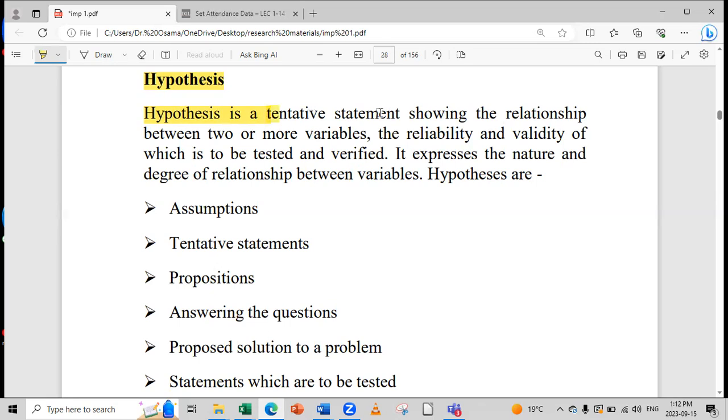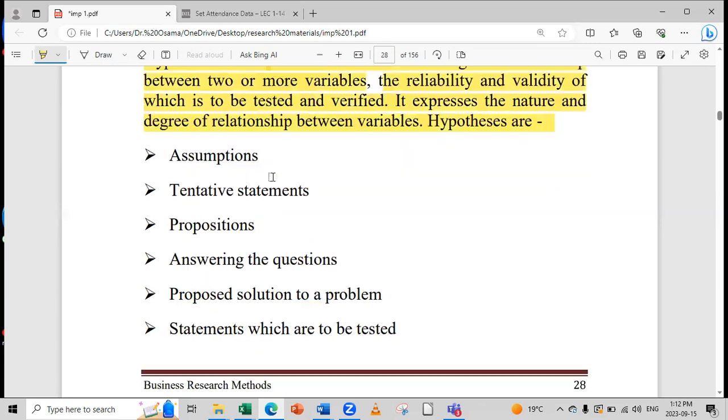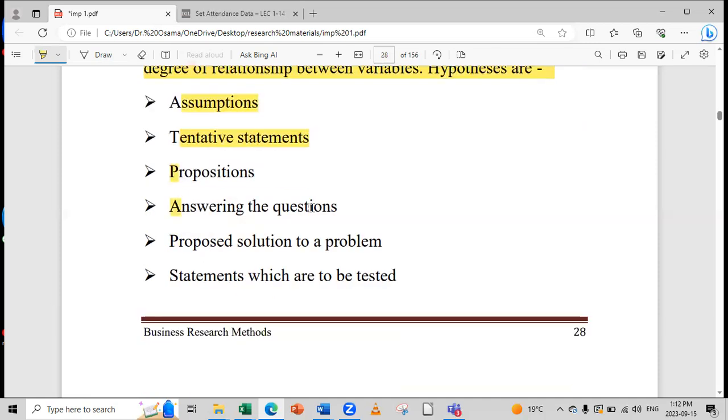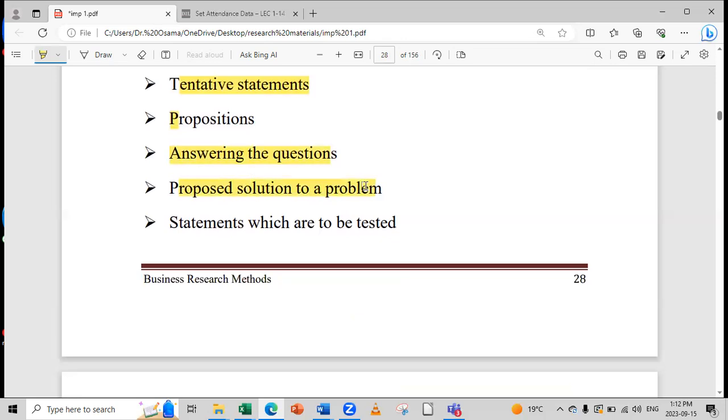It is a tentative statement showing the relationship between two or more variables, the reliability and validity of which is to be tested and verified. It expresses the nature and the degree of relationship between variables. Hypotheses are assumptions, tentative statements, propositions answering the question, a proposed solution to a problem, statements which are to be tested. These are the components of the hypothesis.